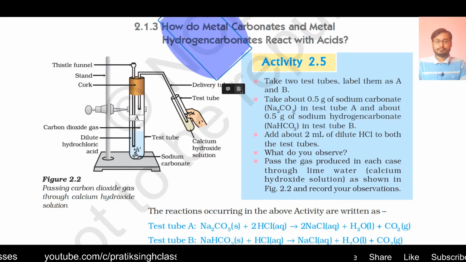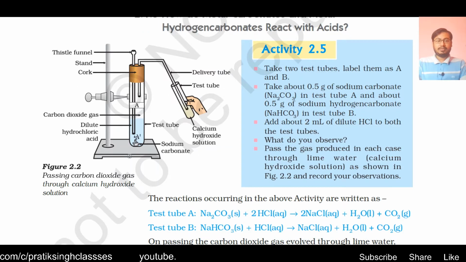Let us do this activity once again. Before going to the activity, let us see figure 2.2 and what things are given here. So we have an iron stand, we have a big test tube, and in the test tube we have dilute hydrochloric acid HCl, then sodium carbonate. Then carbon dioxide gas is being involved. Then we have a thistle funnel, stand, cork, then delivery tube, then a test tube, and in the test tube we have calcium hydroxide solution.